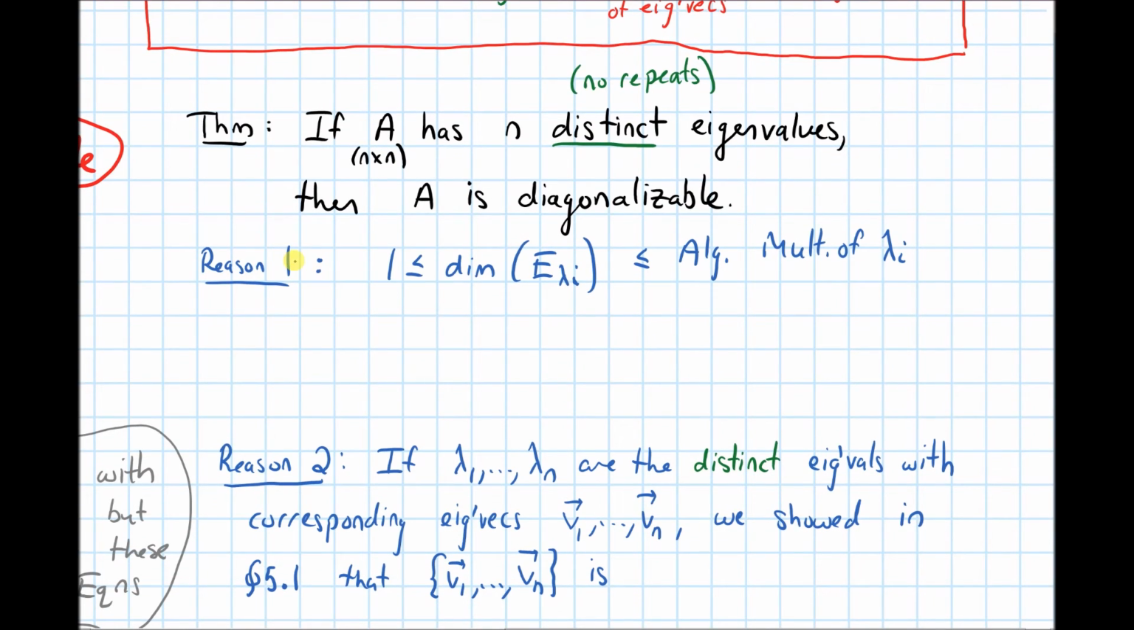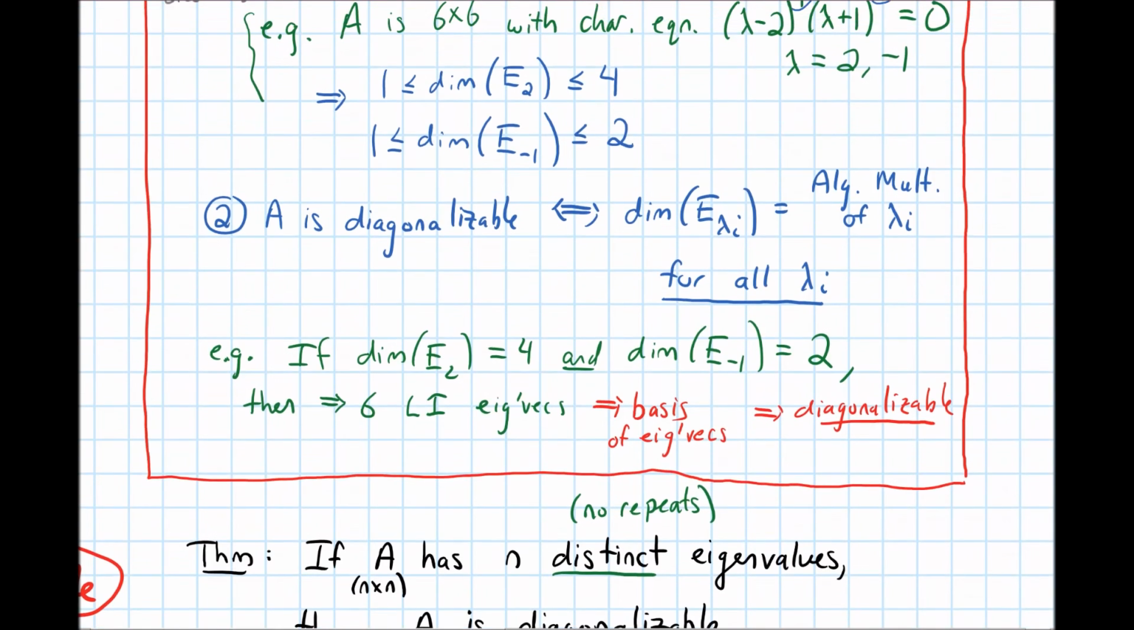So the first reason is, based off of the theorem that I just stated, we know that this chain of inequalities holds. Because there are no repeated eigenvalues, that means that the algebraic multiplicity of any eigenvalue has to be 1. The only way for the algebraic multiplicity to be more than 1 is if there were repeats, because repeats is how we make the algebraic multiplicity bigger than 1.